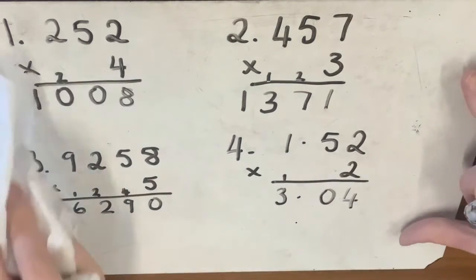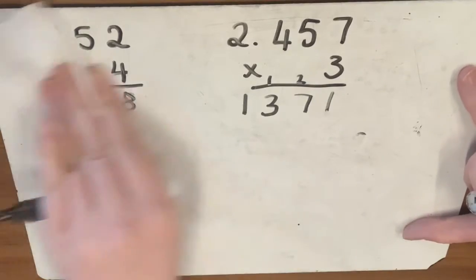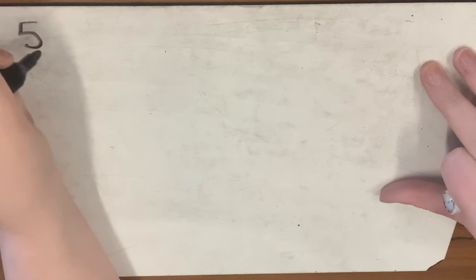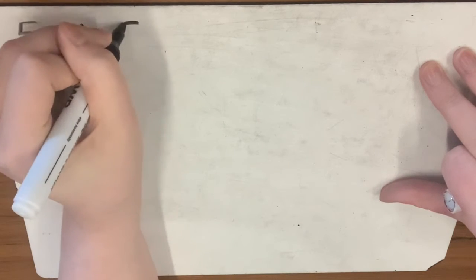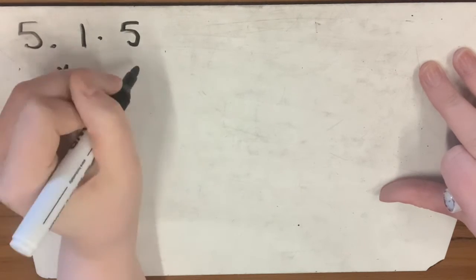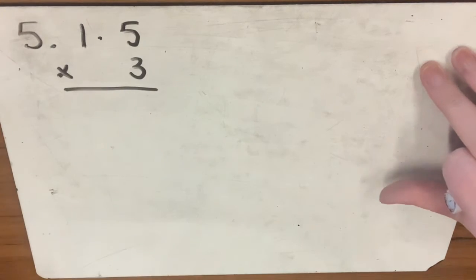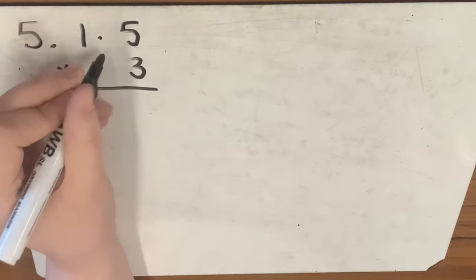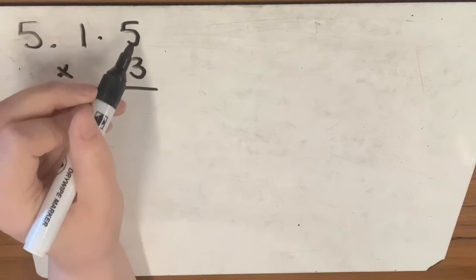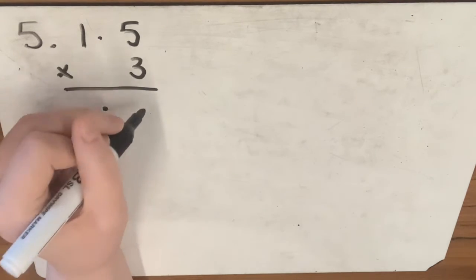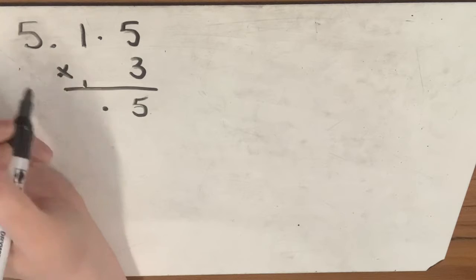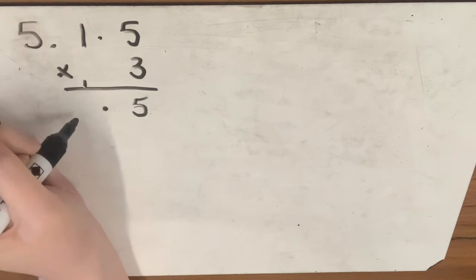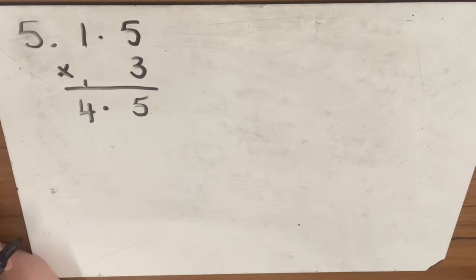So I'm just going to rub these off. Let's write another one just like that. So question 5. 1.5 times 3, pause me and give that a go. Okay, so I start by putting my decimal point in exactly the same place. 5 times 3, 5, 10, 15. Write my 5, carry my 1. 3 ones are 3, plus 1 is 4. So my total answer is 4.5.